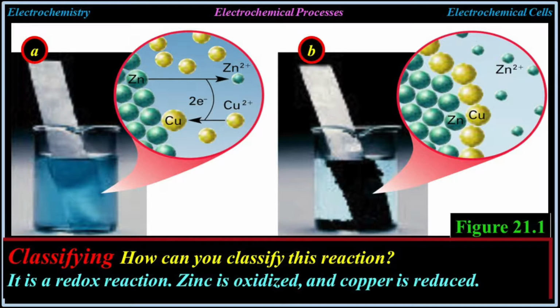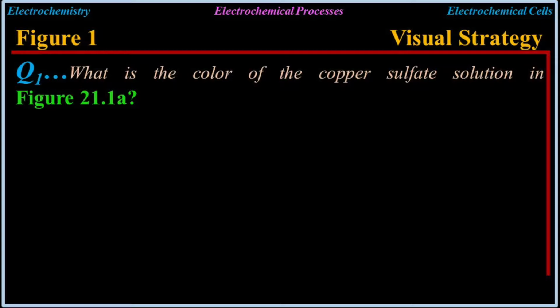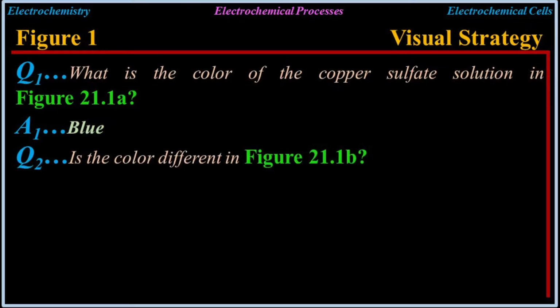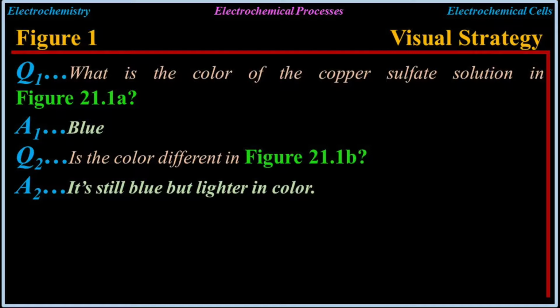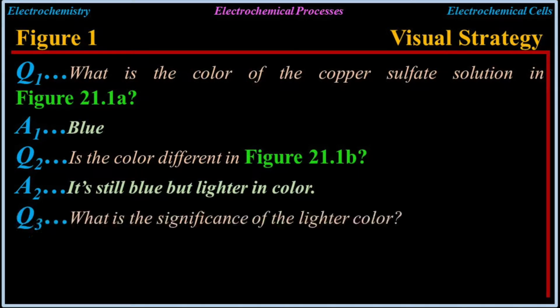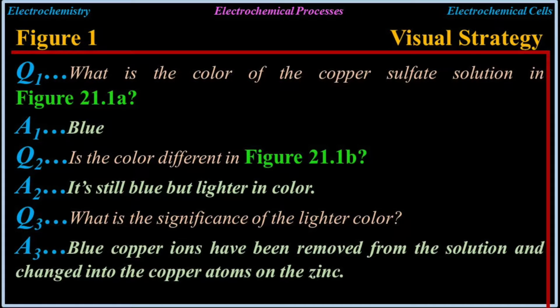Study the figure very carefully. Figure 21.1. Question 1, figure 1. What is the color of the copper sulfate solution in figure 21.1a? It's blue. Is the color different in figure 21.1b? It's still blue but lighter in color. What is the significance of the lighter color? Blue copper ions have been removed from the solution and changed into copper atoms on the zinc.